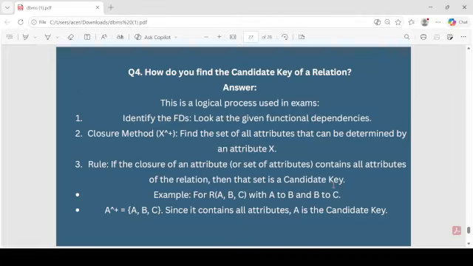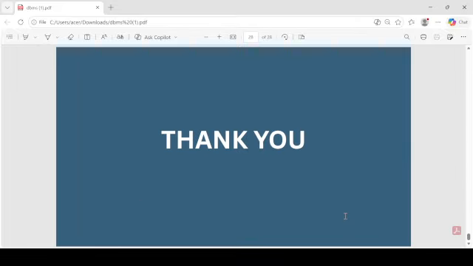You have to find the attributes which depend on or are determined by X, like X to A, B or X to C, D. So you have to collect all of them, and if they contain all attributes of the relation, this set is known as a candidate key. Example: we have ABC where A to B and B to C. So we take A plus, like A closure: A, B, C, and since it contains all attributes, A is the candidate key.